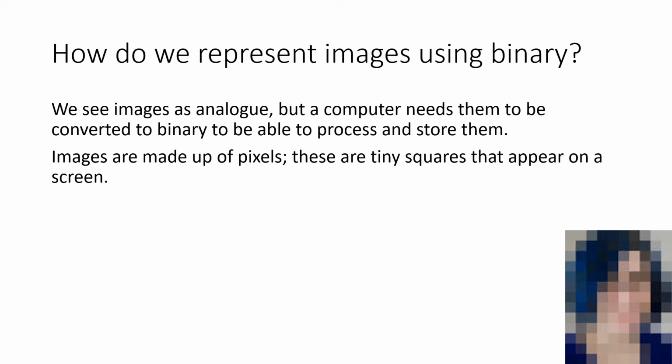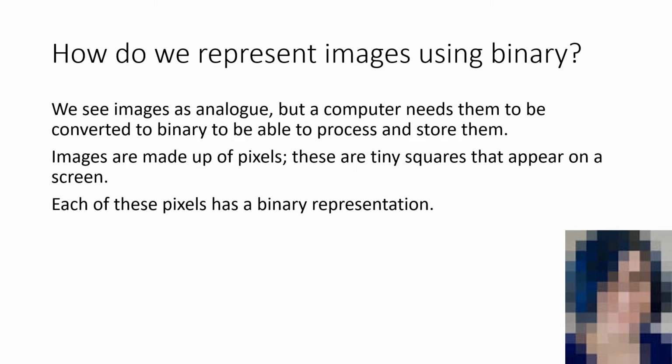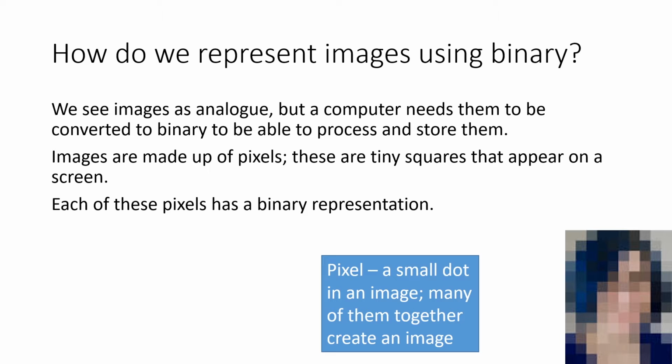It breaks those images down into pixels, the tiny little squares, and each one of those pixels, it gives a binary representation. So what is a pixel? It's a small dot in an image, a small square in an image, and you put them all together, you get a bigger image. The more pixels, the better the image.